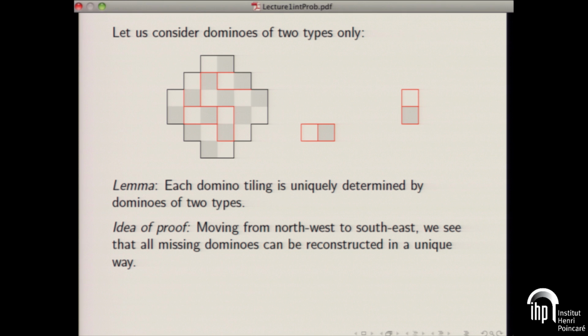So on the first step, we have only one box. On the next step, we will have probably 2 boxes, 3 boxes. But when we draw these pictures, it will be quite clear that there is only one domino which we can put into this box. So combinatorially, moving from northwest to southeast, we recover the whole domino tiling by knowing just 2 types of dominoes.